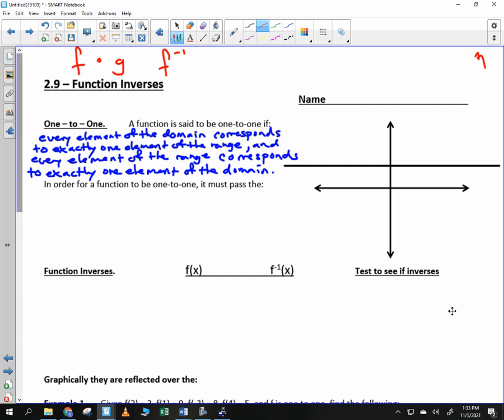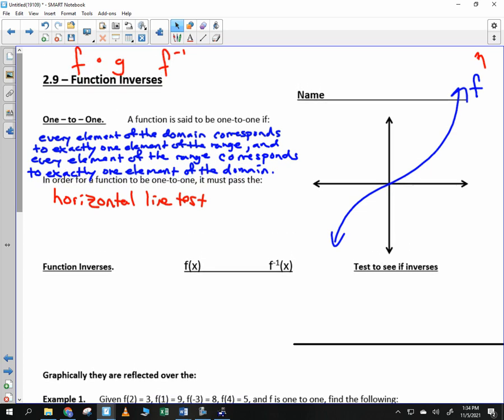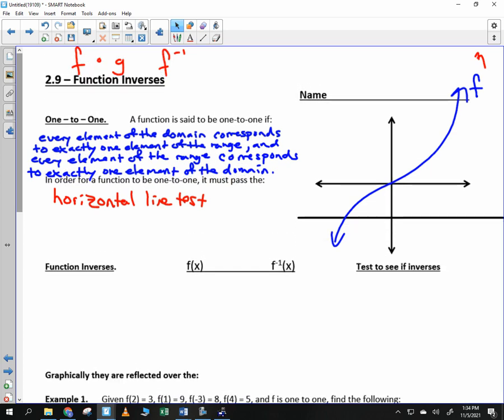Okay. Good. In order for a function to be one-to-one, it must pass the horizontal line test. So let me show you what that means. Oh, good for you. She sees it. Okay. I'm going to draw a function in blue, and that function is one-to-one. And the reason why that function is one-to-one is because as I drag the horizontal line across it, the horizontal line always crosses it just once. See that? That means it's one-to-one.